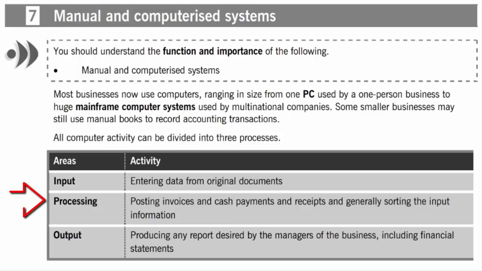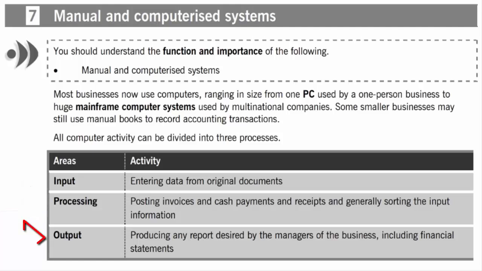Step 2, processing. Once the data is entered, the system needs to work on it. This could mean sorting the information, calculating totals, matching payments with invoices, updating customer balances. This is what we call processing. The computer, or even your brain in a manual system, does the math and organizes the data.